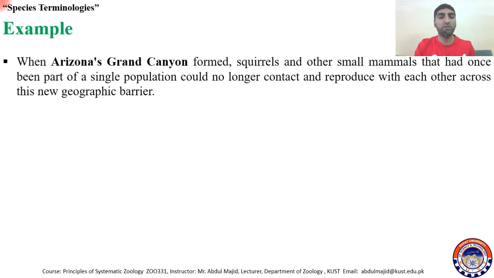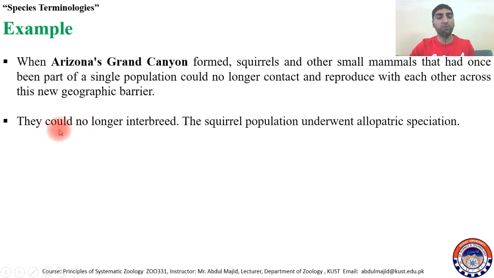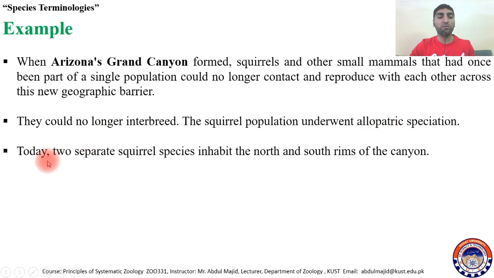And I already discussed this example with you guys. Because of the presence of this Arizona Canyon, Grand Canyon, these two populations became isolated, and because they were no longer in contact and not able to reproduce with each other, that's why they became isolated. So they could no longer interbreed, and the squirrel population underwent allopatric speciation. So now today two separate squirrel species inhabit the north and the southern side of the canyon.